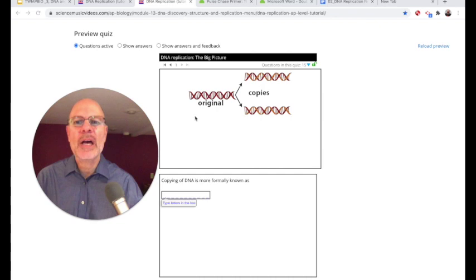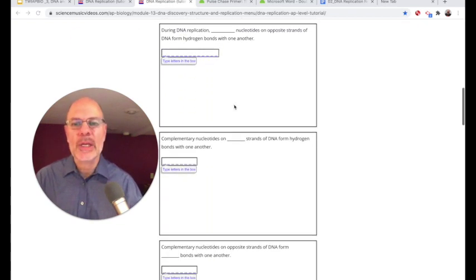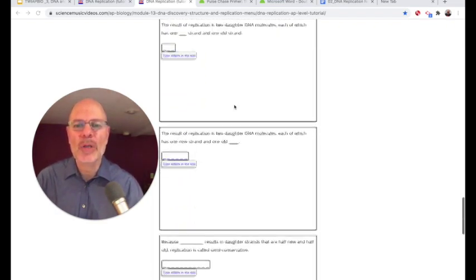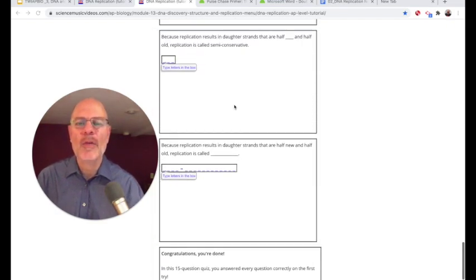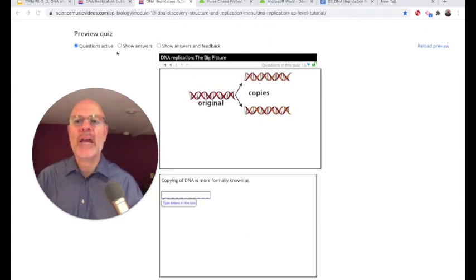So what this does is it shows you all of the questions that are in this quiz about DNA replication. This is kind of a hangman interaction where you fill in the blanks and you get feedback from that. But what you can do is you can click here, questions active, you can show the answers. And so now you see all of these filled in.